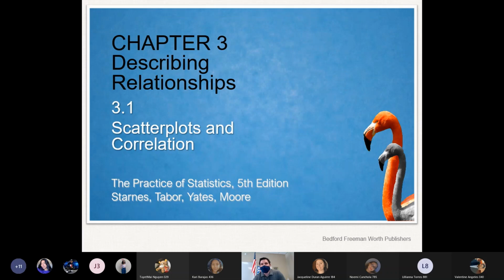So here we have chapter 3, describing relationships. We're going to be looking at scatter plots and correlation for section 3.1. Scatter plots are kind of like the two-way table of quantitative data. Think of it as like a two-way dot plot is what a scatter plot kind of looks like. So we'll get into those and then how to interpret those.